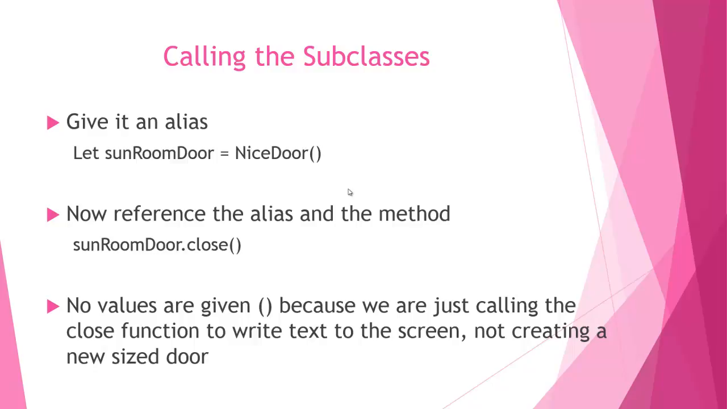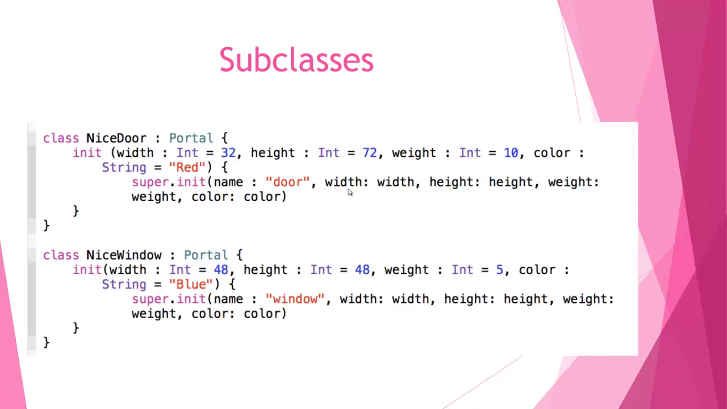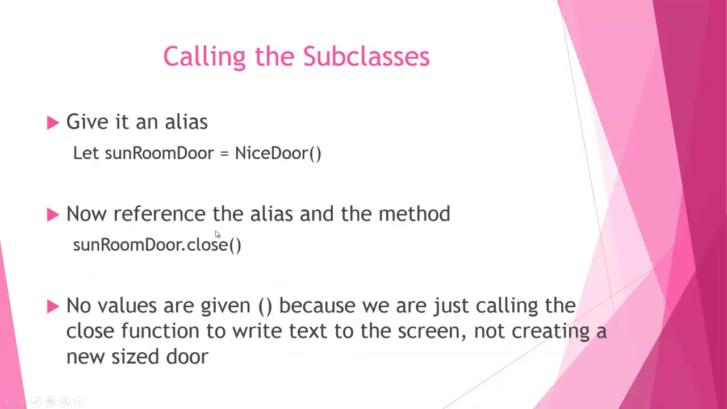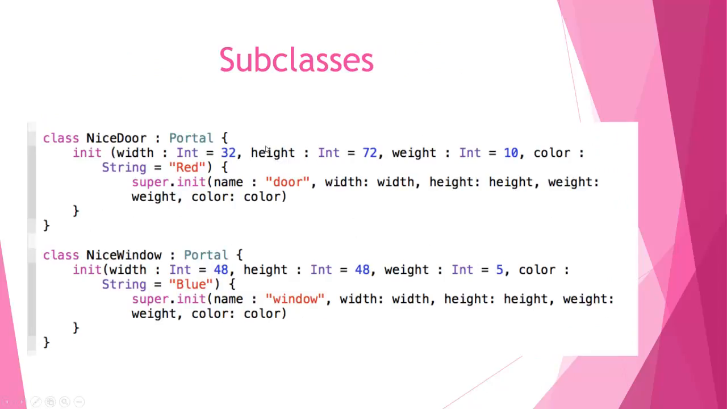We want to have multiple classes. If I want to have information on multiple doors, I can't just use the door class and fill it up. So we give it an alias first, so sunroom door is going to take over NiceDoor. And if you remember, NiceDoor was there, so here's our NiceDoor reference. And then NiceDoor.close. And then that goes to NiceDoor, and then NiceDoor is referenced to Portal in the code. So that's how everything all matches nice and neat.